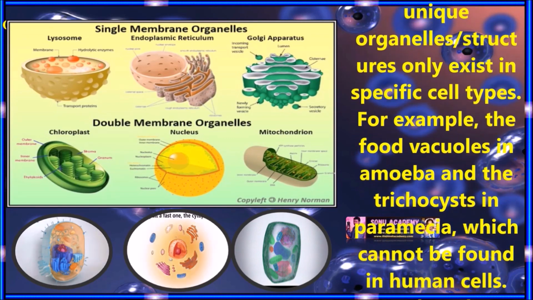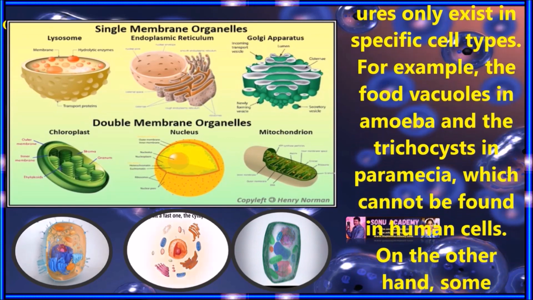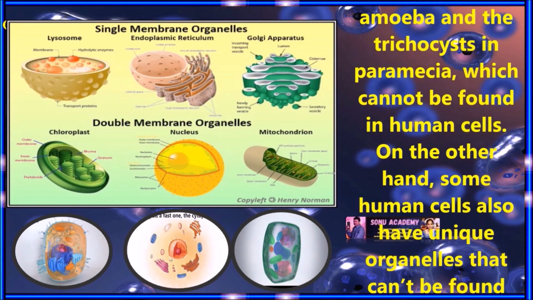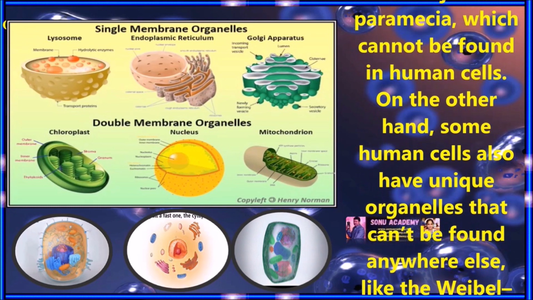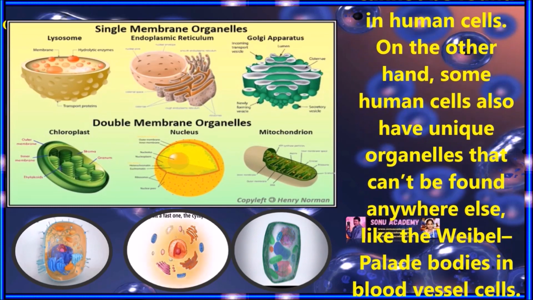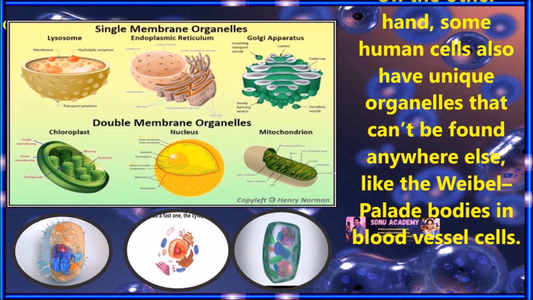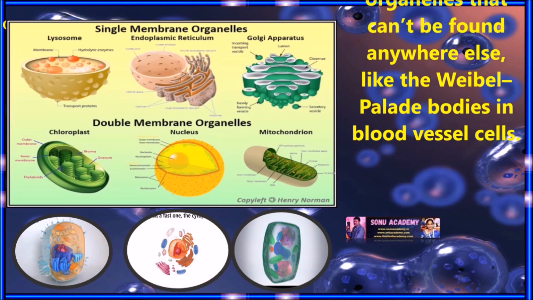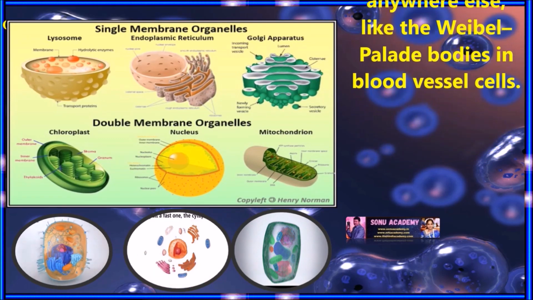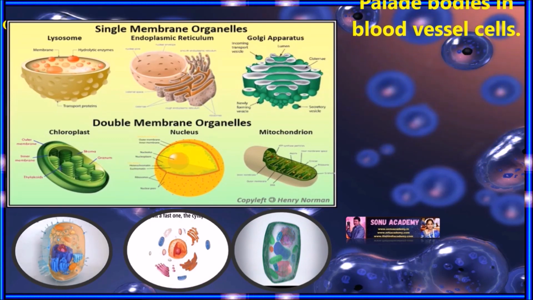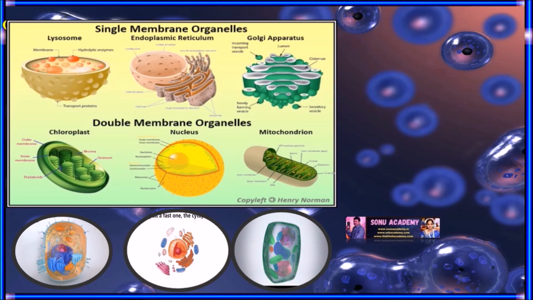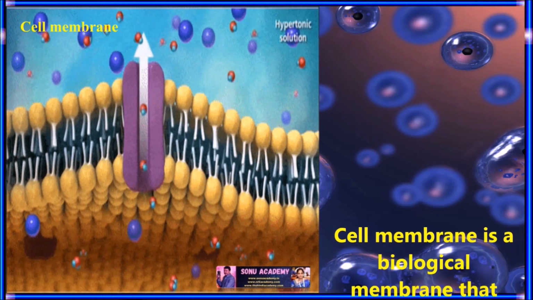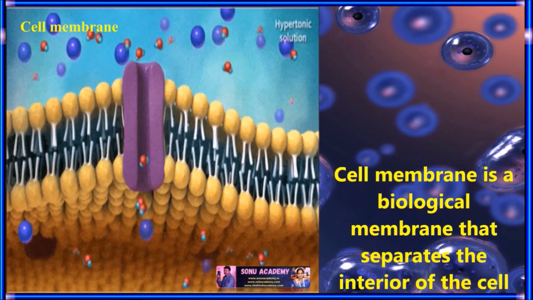Many unique organelle structures only exist in specific cell types. For example, the food vacuoles in amoeba and the trichocytes in paramecia, which cannot be found in human cells. On the other hand, some human cells also have unique organelles that cannot be found anywhere else, like Weibel Palade bodies in blood vessel cells. Let us discuss the list of cell organelles and their function.